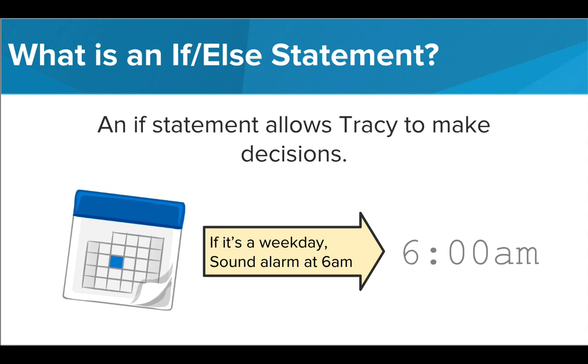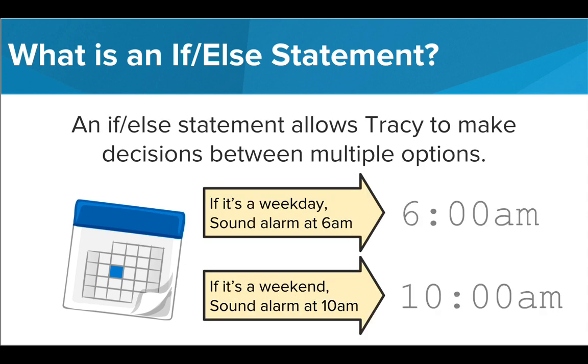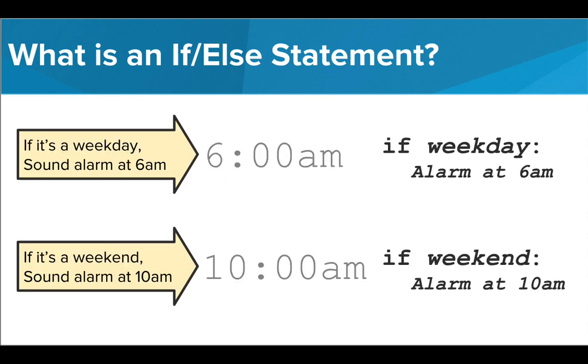But what if we wanted to set the alarm for different times on the weekends? An if-else statement allows Tracy to make decisions between multiple options. In this case, if it is a weekday, the alarm will go off at 6 a.m., and if it is a weekend, the alarm will be set for 10 a.m. In Python syntax, we would write if followed by our condition, and then indent the command we want to complete when the condition is met.